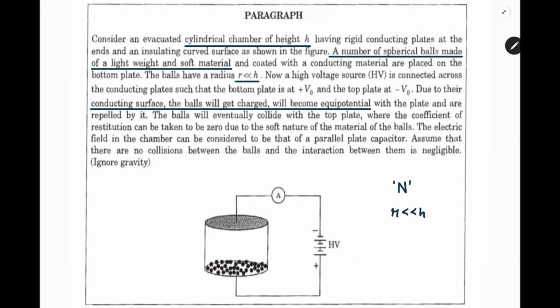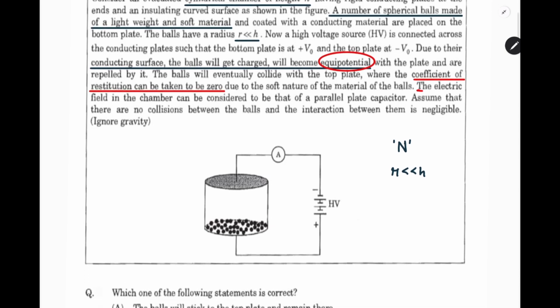This word is very important: it will become equipotential with the plate and is repelled by it. The ball will eventually collide with the top plate where the coefficient of restitution can be taken to be 0. Again, this information is very useful: coefficient of restitution taken to be 0. The electric field in the chamber is considered to be that of a parallel plate capacitor, and we need to answer the following questions. So let's get started.